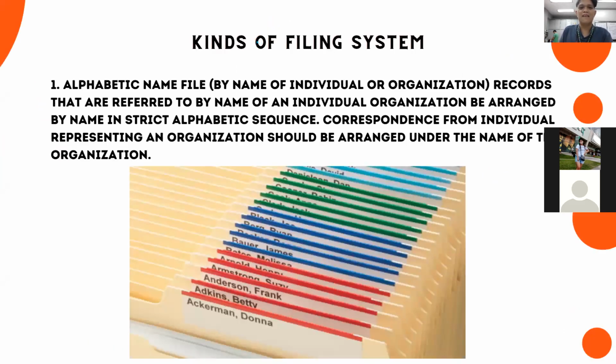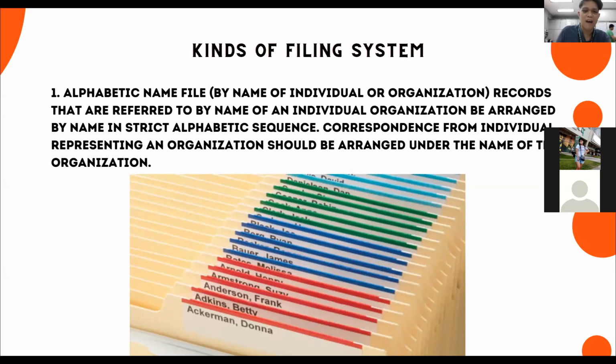Okay, so next natin is the different kinds of filing system. Number one is alphabetic name file, which is by name of individual or organizations. Records that are referred to by name of an individual or organization can be arranged by the name in its strict alphabet sequence. Correspondence from an individual representing an organization should be arranged under the name of the organization. As you can see in the picture, Ackerman, Donna, Adkis, Betty.